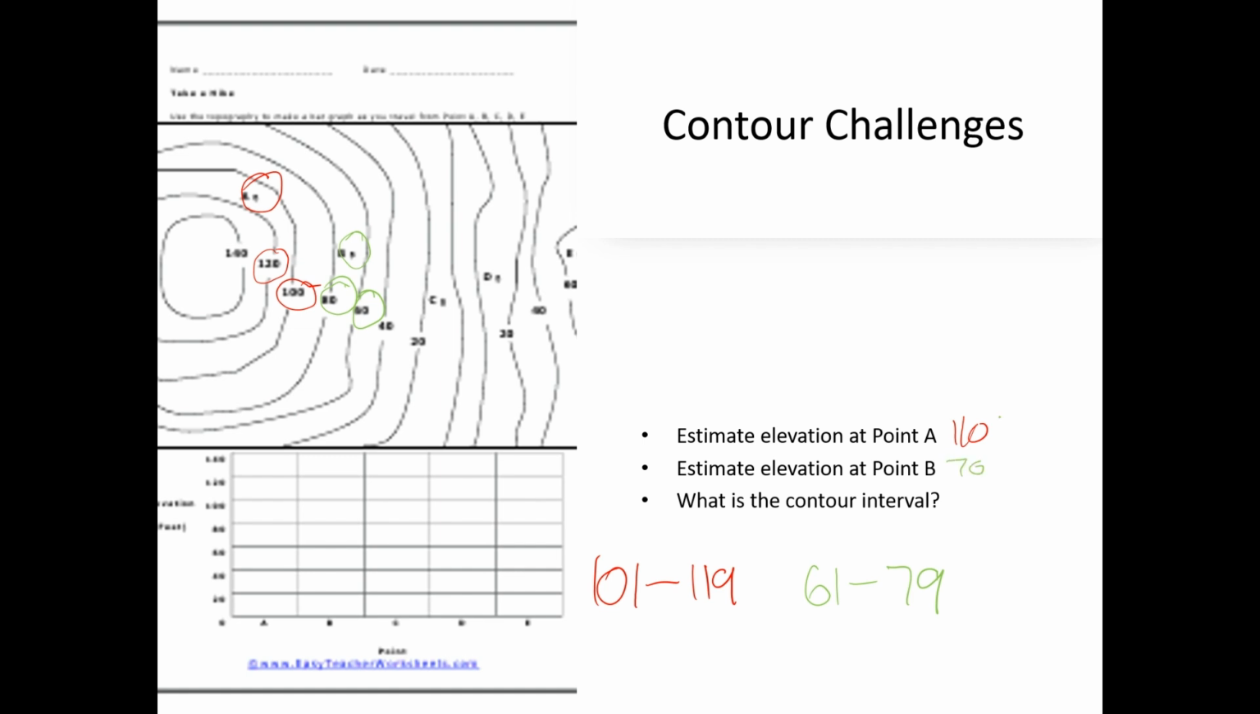And then lastly, what is the contour interval? You should get this contour interval to be 20. And let me do a different color for that. You should get the contour interval to be 20 because if we take 80 minus 60, we get a difference of 20 there.